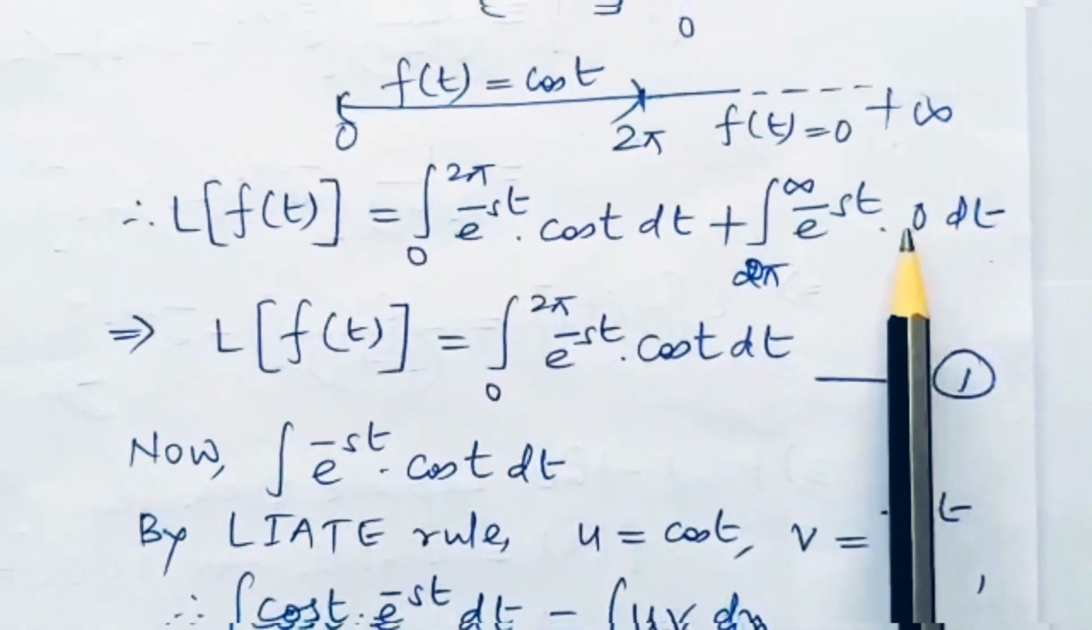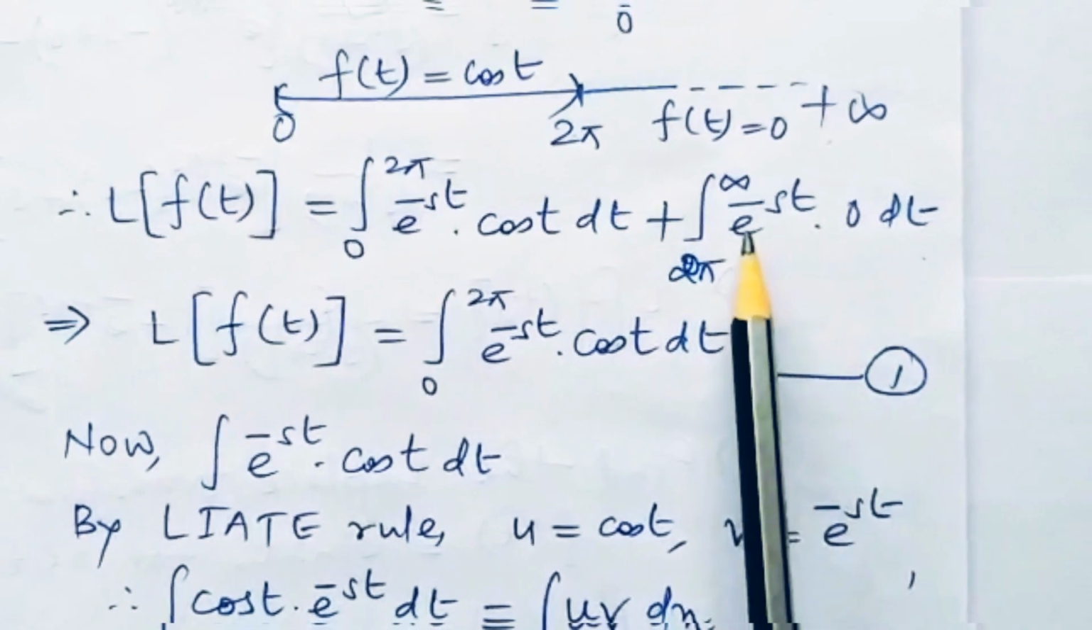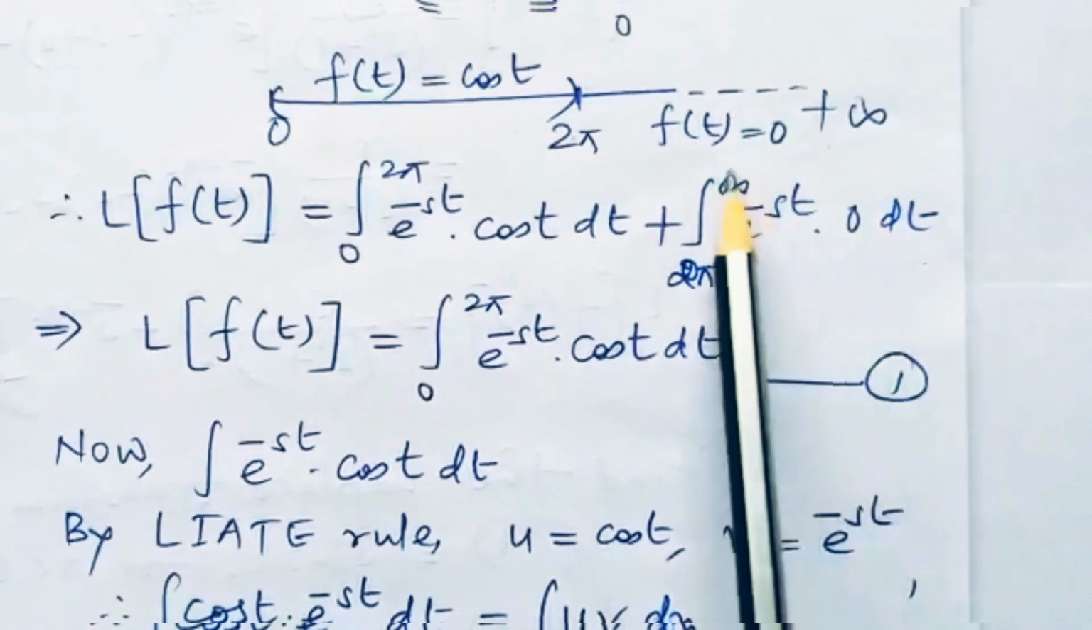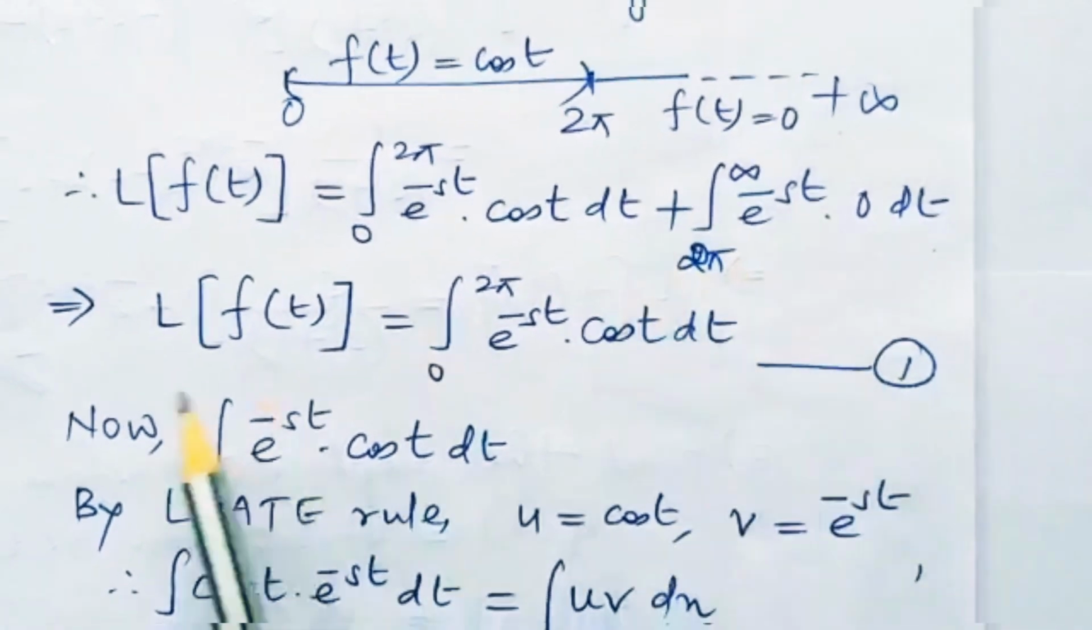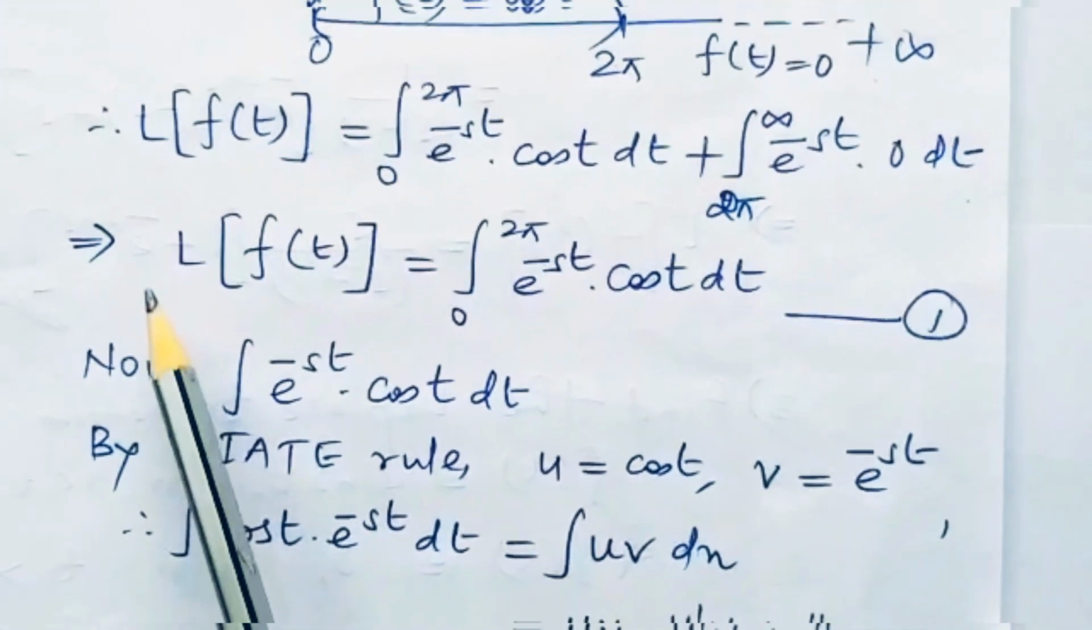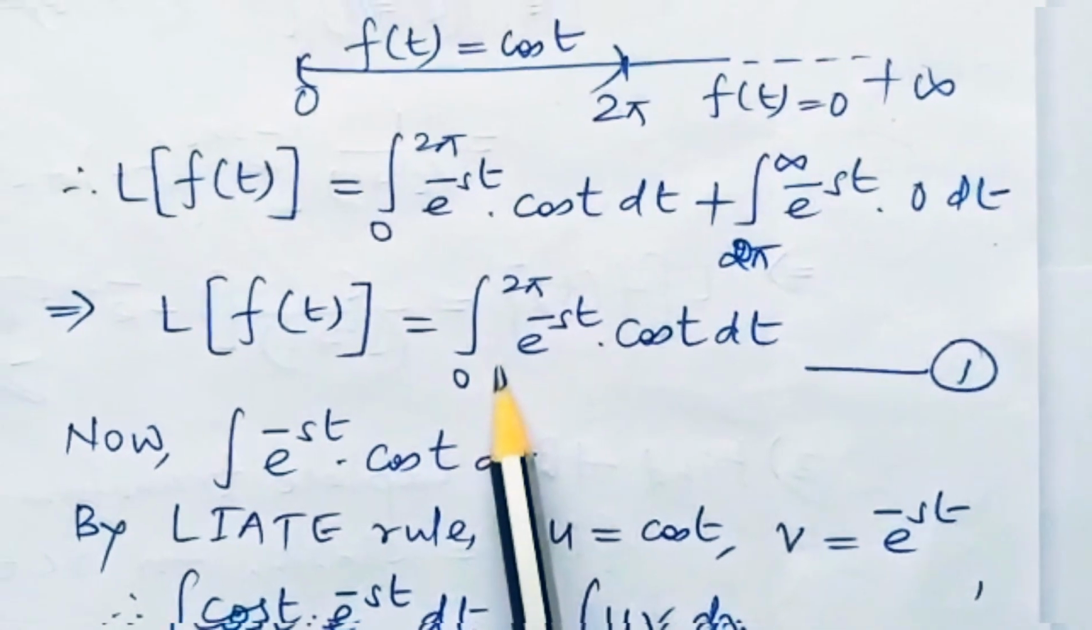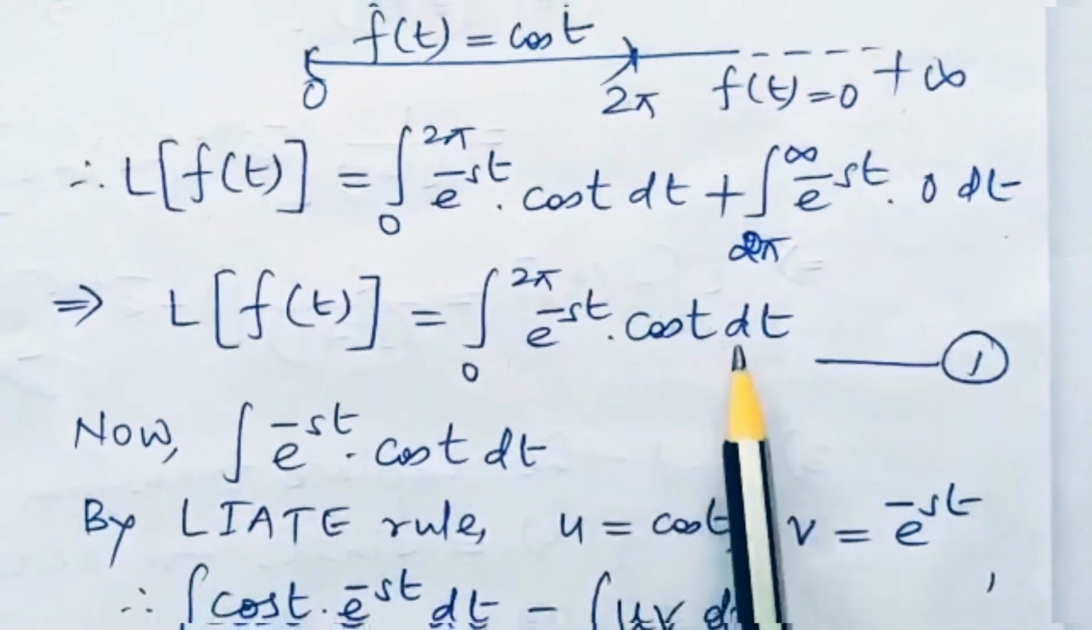Now in the second integral, as we can observe, it is a product of e raised to minus st with 0. So this gives completely a 0. There is no point in evaluation here. So we can write directly L of f of t as 0 to 2 pi e to the power of minus st cos t dt.